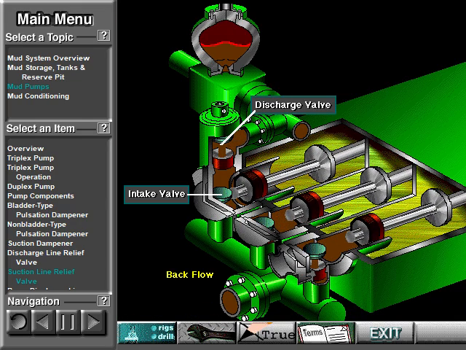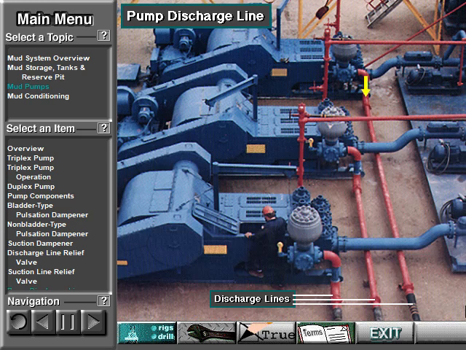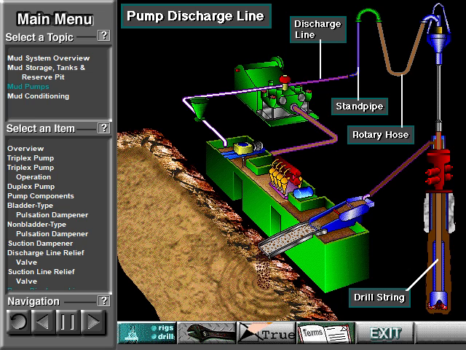If both the suction and discharge valves failed on the same side of the pump, a high backflow or a pressure surge would occur. The high backflow could damage the charging pump or the suction line dampener. The discharge line is a high-pressure line through which the pump moves mud. From the discharge line, the mud goes through the standpipe and rotary hose to the drill string equipment.